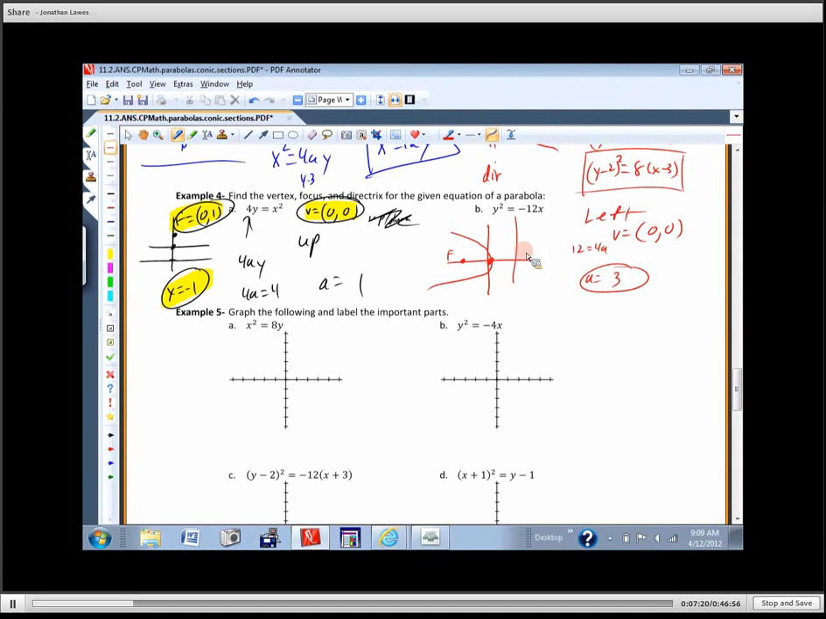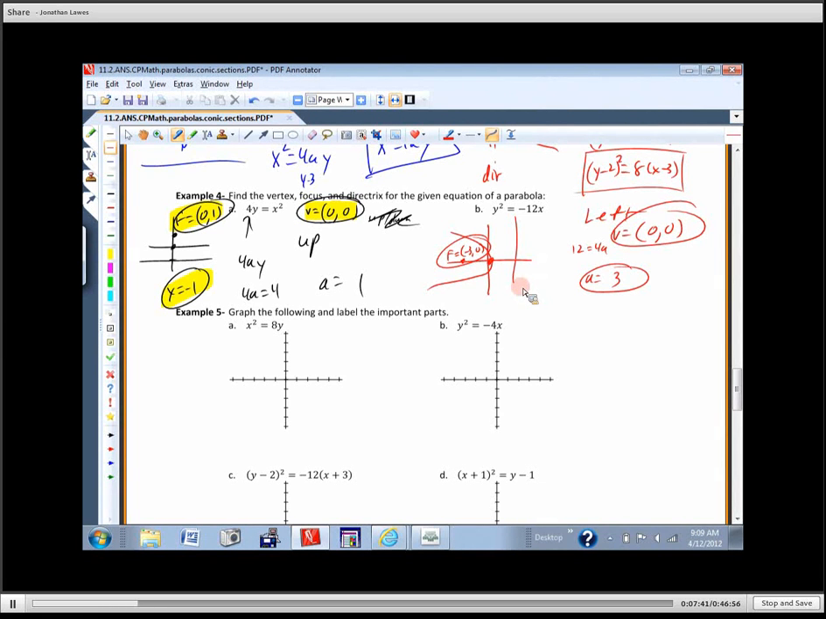Now, do you see why we also don't care about the negative there? Because all we're saying is, how far? What is the distance that we travel inside to get to the focus and outside to get to the directrix? So if this is 0, 0, then the focus would be at -3, 0. There's the focus. There's the vertex. And we'd have to go 3 this way.